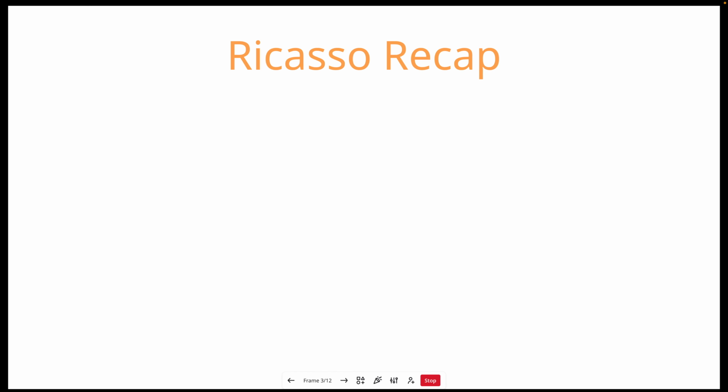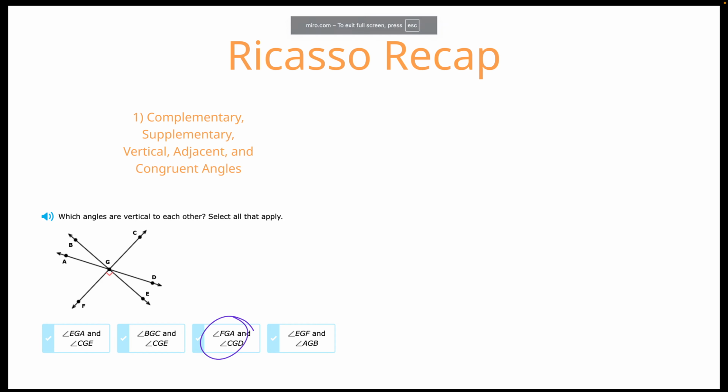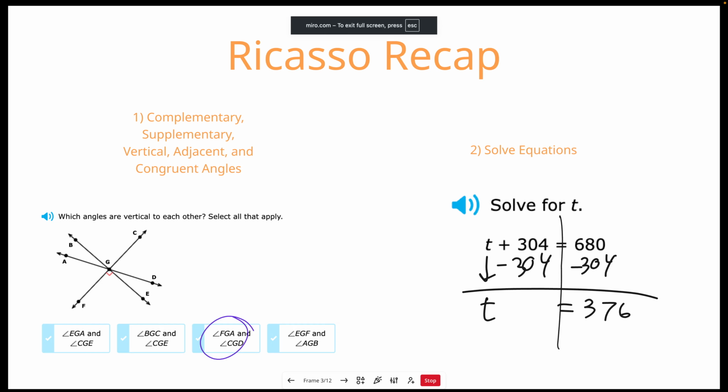In 30 seconds or less, here's what you need to know before you start this lesson. Firstly, you should already be familiar with complementary, supplementary, vertical, adjacent, and congruent angles. You should know how to look at a diagram, a picture, a figure, and identify where those angles are. Today's new lesson is how do you find the measures of those angles. Secondly, you should know how to solve, we'll say, one-step equations, so similar to this problem. If you'd like refreshers on either of these topics, I will link a video in the description below. Please go watch that before you start this lesson. All right, new lesson starts now.